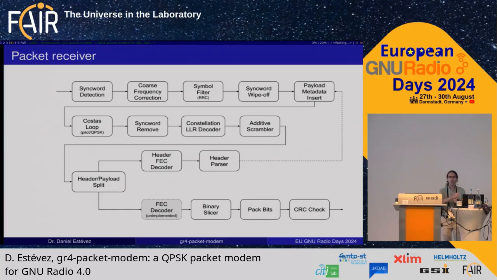Because if you think, QPSK is one symbol comes in, then you have 2 bits coming out. 64-QAM would be one constellation symbol coming in and 6 bits coming out.